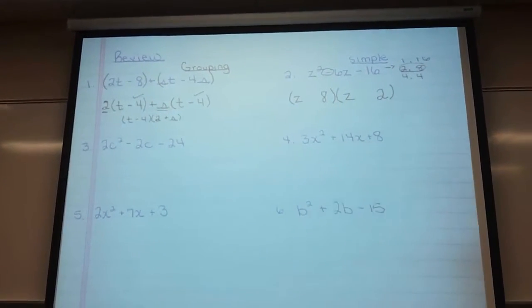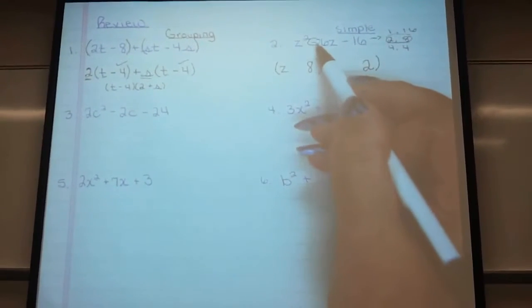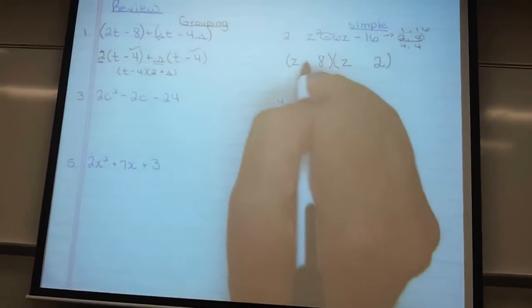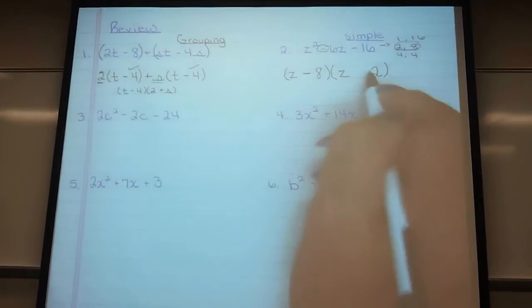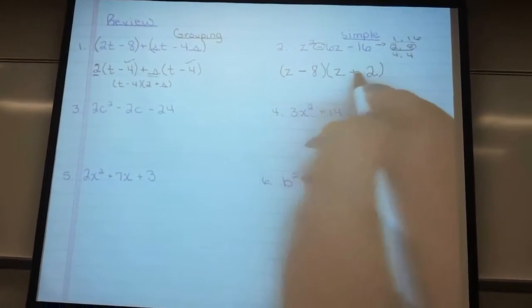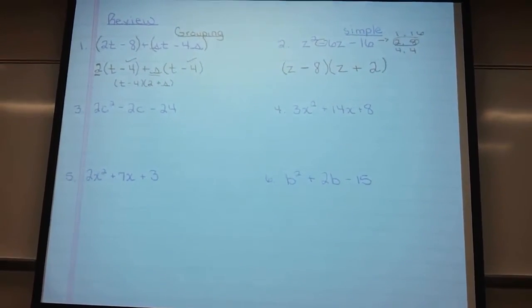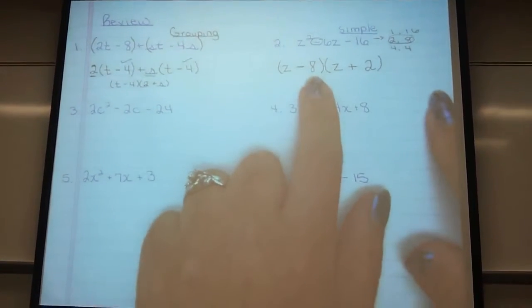Perfect. Right, exactly how I was going to say it. The bigger number needs this minus sign, and she said the minus goes with the 8 because it's the bigger number. And if the 8 gets the minus, that means the 2 has to get the opposite sign. And you can always check it.